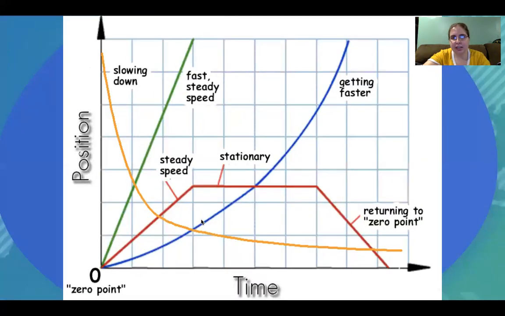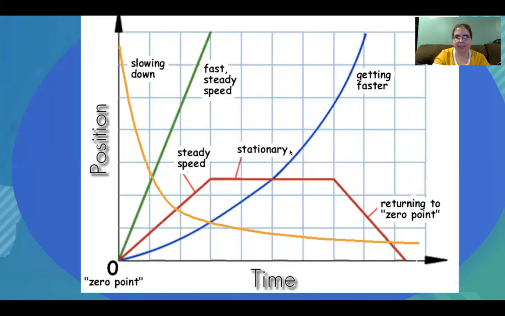And this is just kind of showing you different examples. So here we have slowing down. Here we have fast, steady speed. Here we have getting faster. And here we have steady, constant velocity for some time. Then they're stationary, and then they're returning back to their previous location.